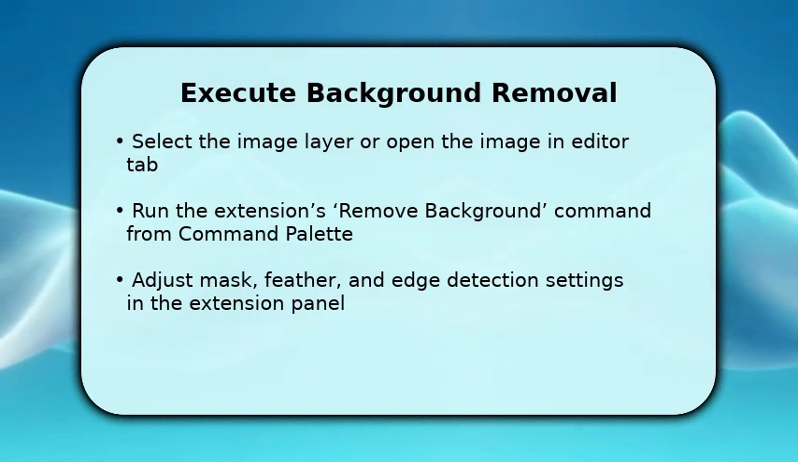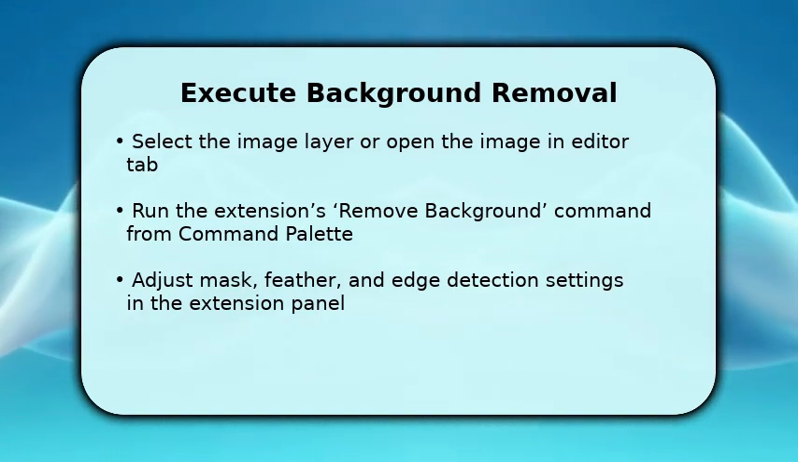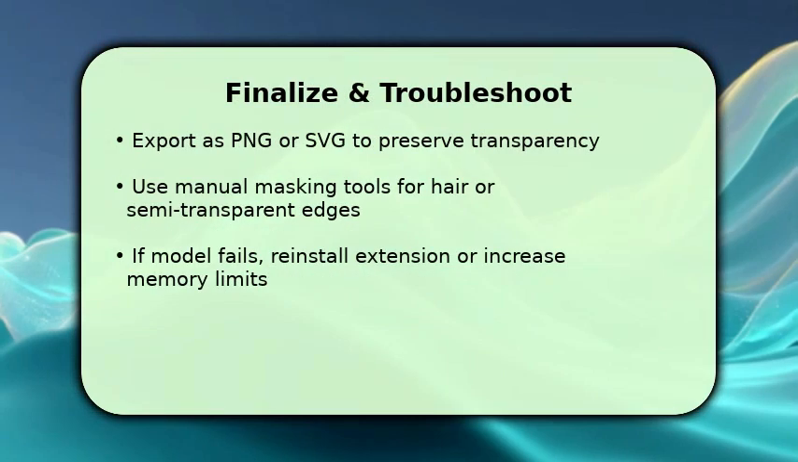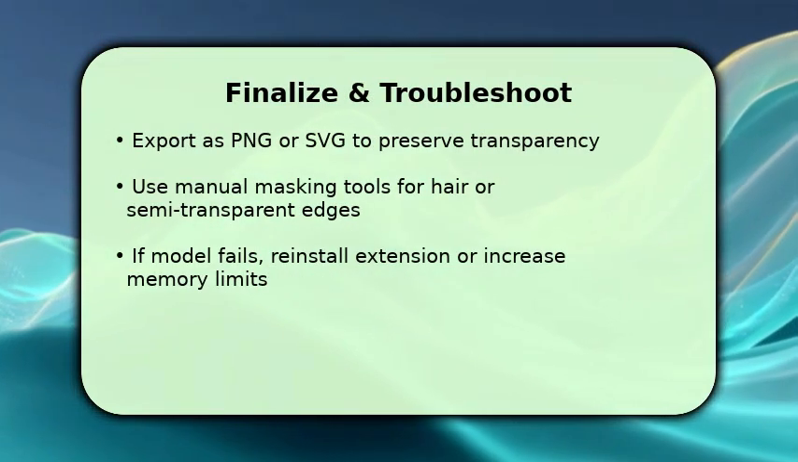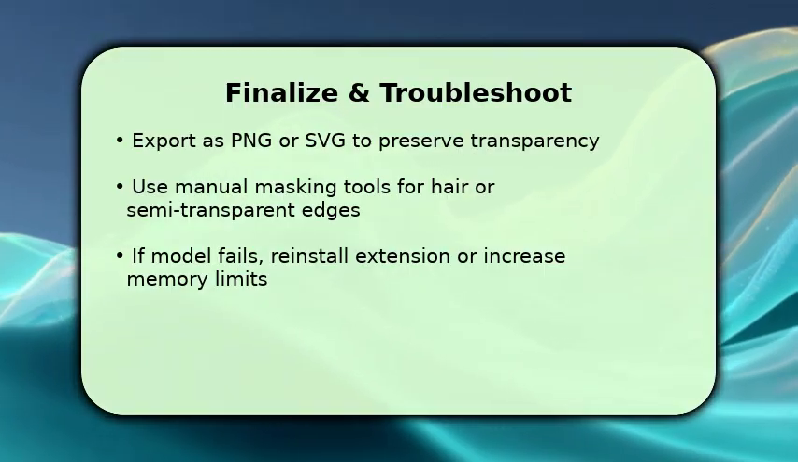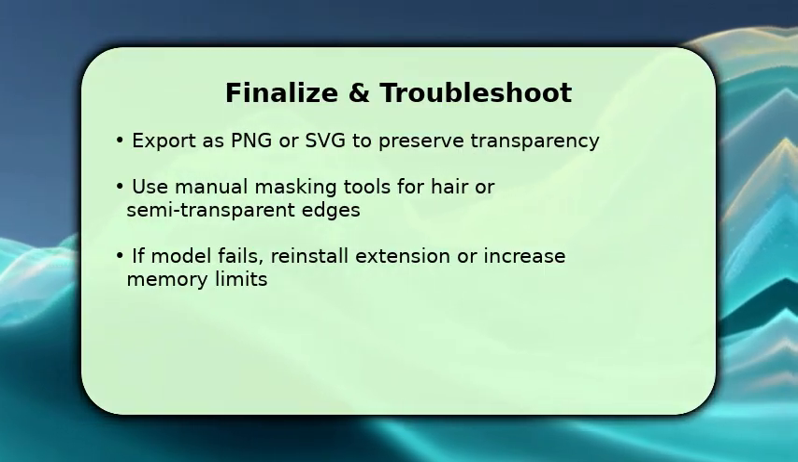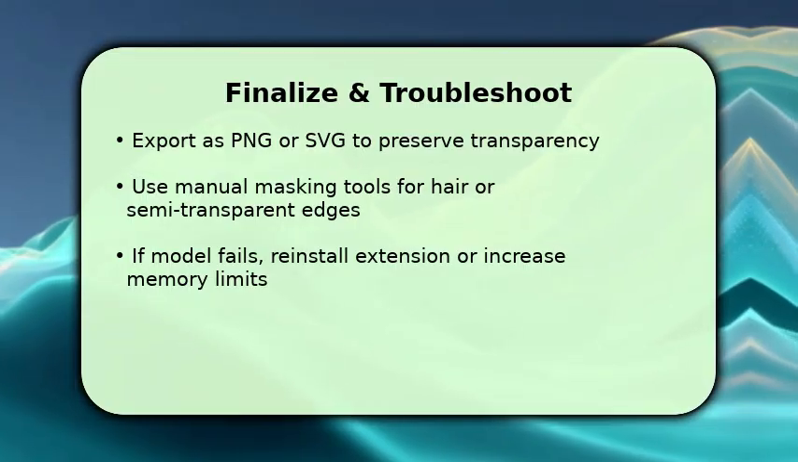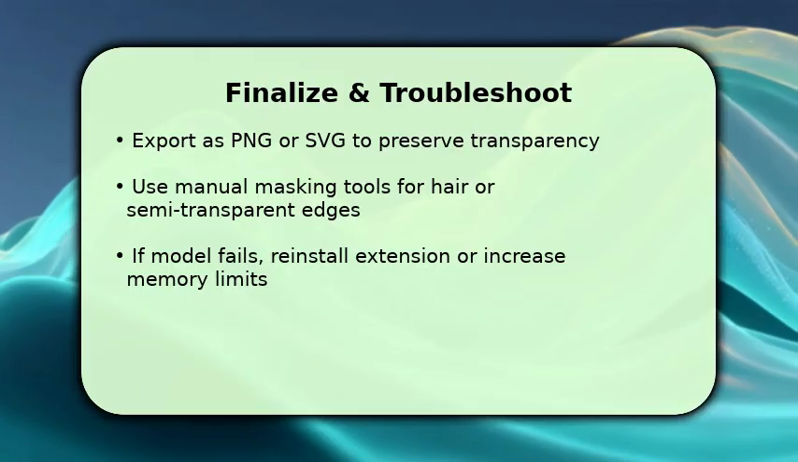You finish by exporting the processed image as PNG or SVG to keep the transparent background. Once done, inspect edges. For hair or translucent parts, switch to manual masking tools within the extension and paint refined strokes. This corrects small artifacts.